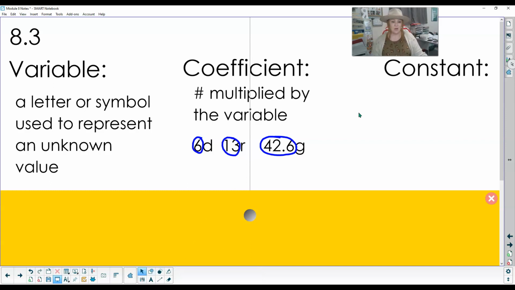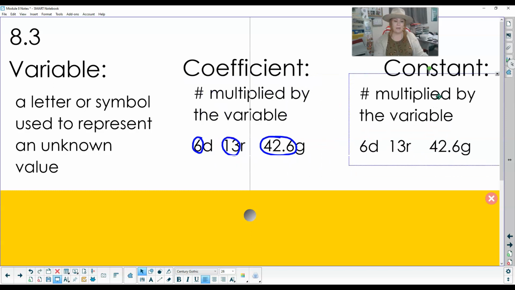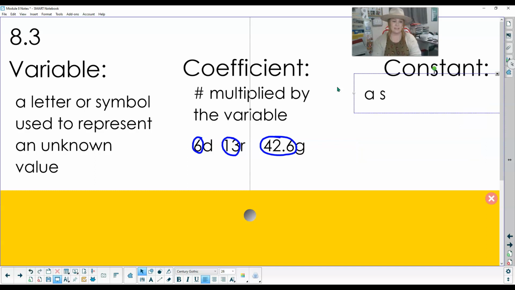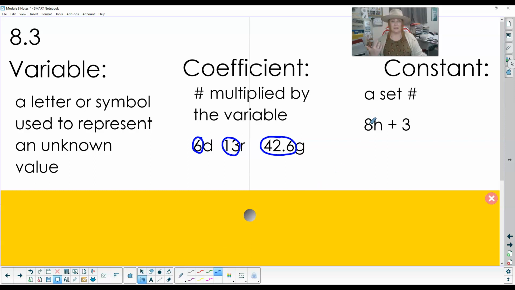Then we also can have constants in our expressions, and the constant is a set number. It's not going to change. So let's say that I have 8H plus 3. So let's look through this. I have 8, and it starts with an H, 8, maybe groups of hippos, and I don't know how many. Or maybe they each weigh 8 tons. That's probably really giant. I'm just making this up, guys.